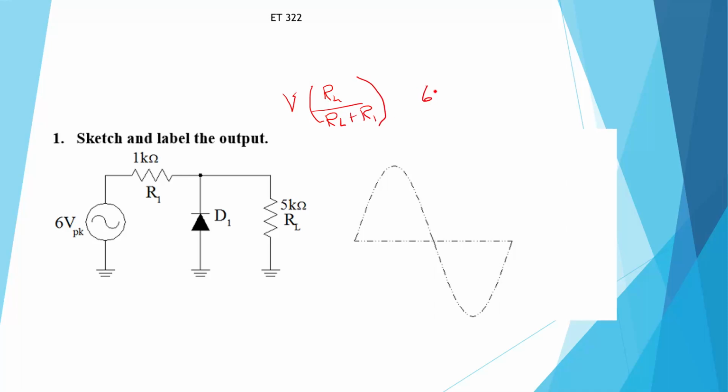So we have 6 volts times 5K divided by 6K, which is 1 plus the 5, equals 5 volts. Alright, so when this is positive, our diode is reverse biased, so it's going to be 5 volts. When it goes to the minus alternation, the diode is forward biased, so we're going to be locked in at our nominal value, 0.7.